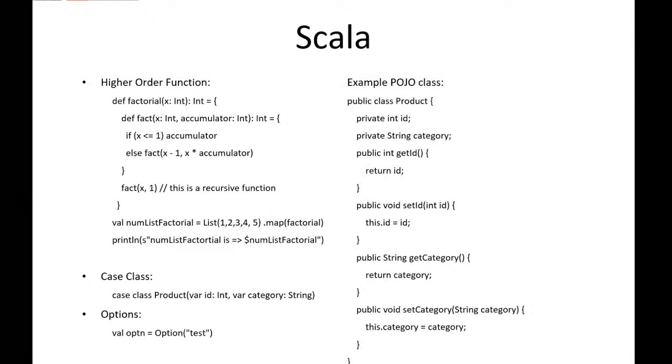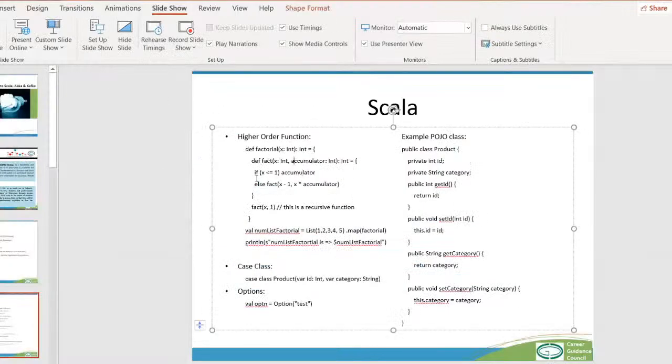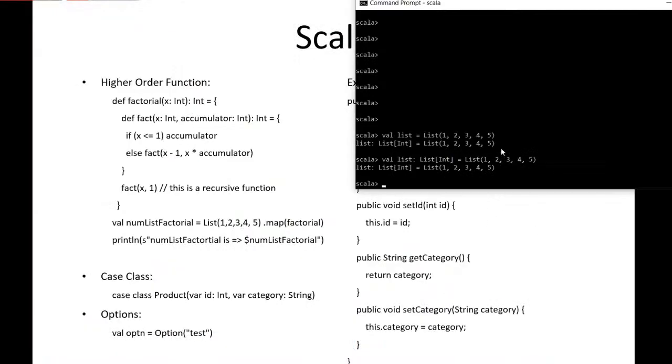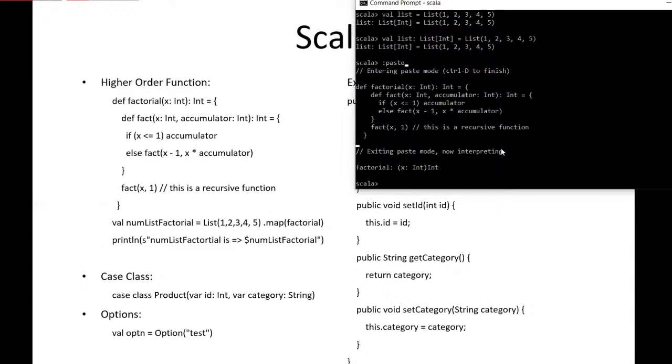I think factorial is one of the basic functions or methods that most of us are aware of. We just copy this code quickly from here and try to see how it would work when we use it in the REPL. There's something called paste mode in the Scala REPL, and you can just paste all your code and hit Control D, and your function is compiled. You see here we have a function now which is taking an integer as a parameter, and it has a return value of int.